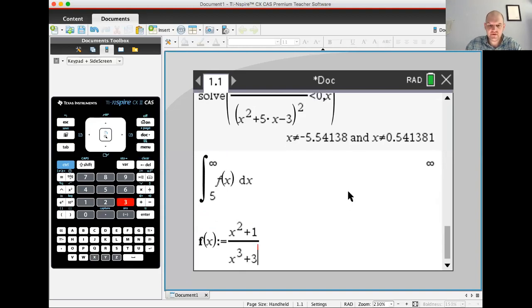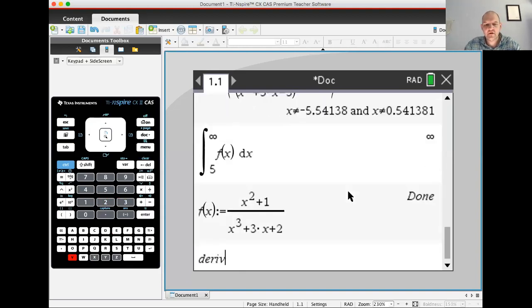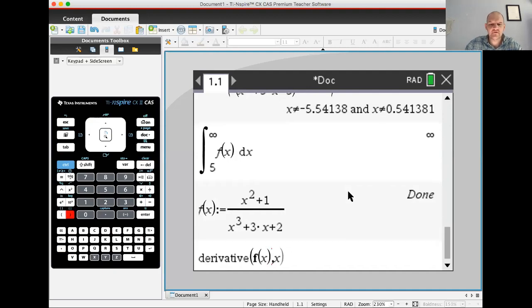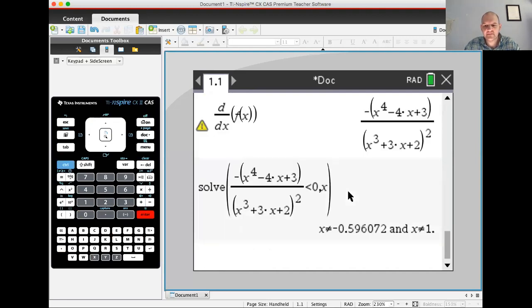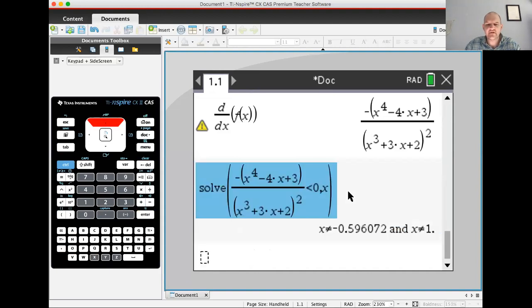x cubed plus 3x plus 2. Derivative of the answer. Oh yeah, no. Derivative of, oh gosh, f of x. Here we go. So I want to solve answer less than 0 for x. Okay, so it's negative everywhere except at the zeros of the denominator, so definitely decreasing. So I'm just going to say that it is.